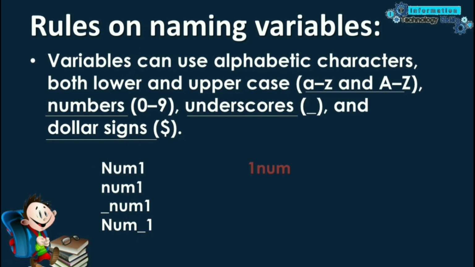Ang invalid variables are mag-start ka ng number. And you use a space. Kasi bawal po gumamit ng space. So, if you want to use two words kay Java programming, you can use underscore or pwedeng capital letter na lang or magkadikit na lang yung word just like num1. Magkadikit sila. Another invalid, you use a keyword.